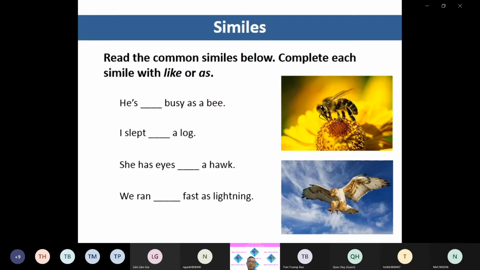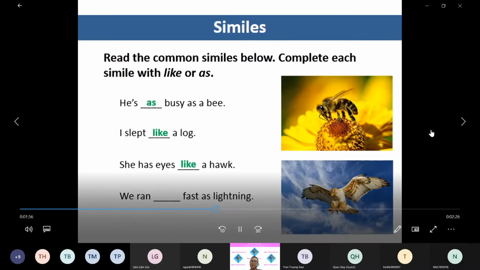Read the common similes below. Complete each simile with like or as. He's as busy as a bee. I slept like a log. She has eyes like a hawk. We ran as fast as lightning.